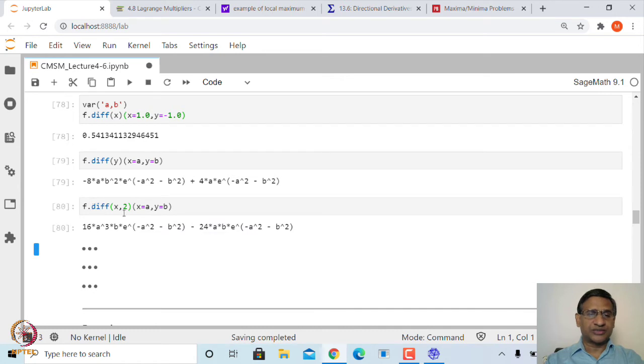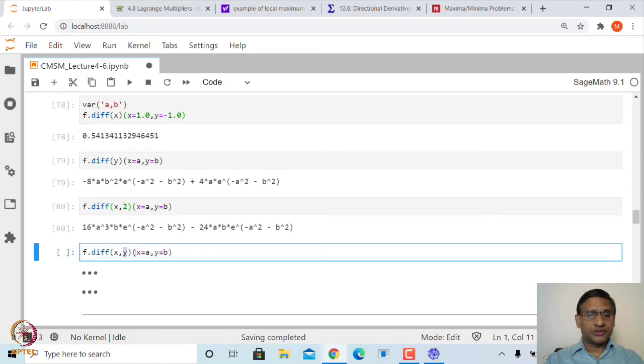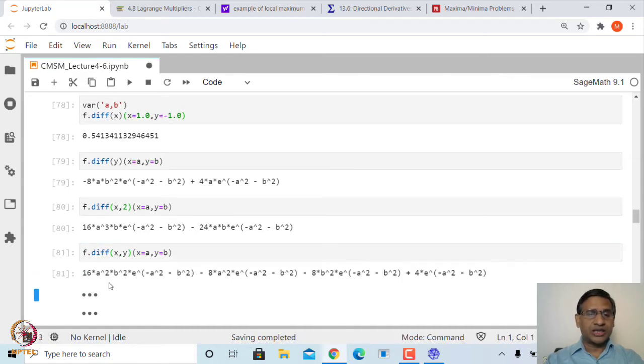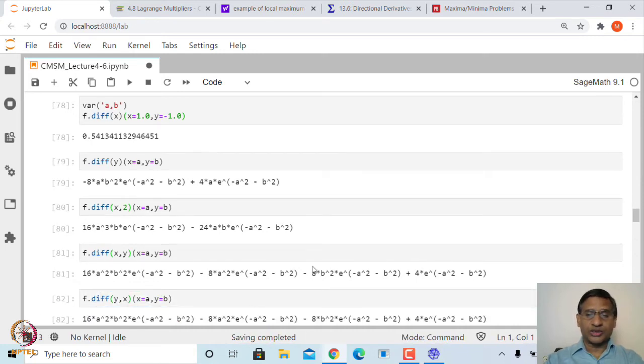So partial derivative of f with respect to x twice. Similarly, you can find partial derivative of f with respect to x first and then with respect to y using f dot diff x comma y at a, b. Similarly, you can find the partial derivative of f with respect to y first and then with respect to x. That is what you will get.